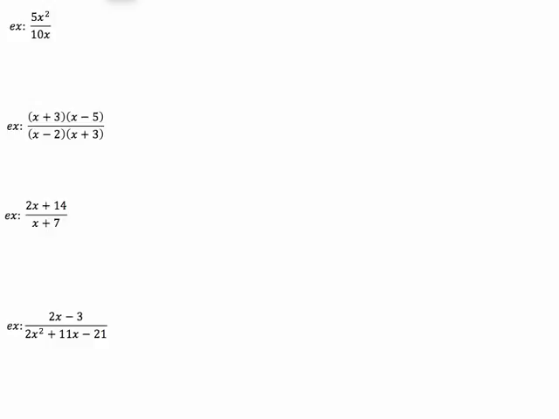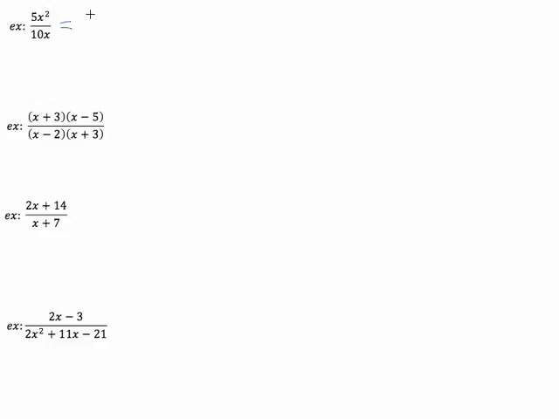In this video, we're going to look at how to simplify rational expressions. So in this first example, we have 5x squared divided by 10x. Because we're dividing, we can cancel some of the common terms. Now, I want to use this example to look at what's really going on when we cancel terms.